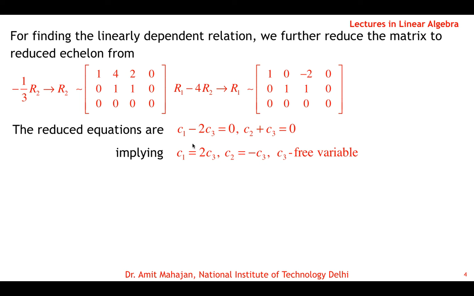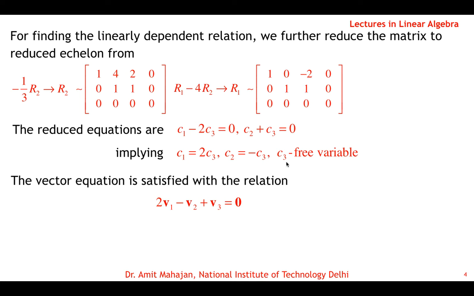Correspondingly you will get C1 and C2, and then you can substitute it in the original equation to find a linearly dependent relation. Here I am using C3 as 1, so that C2 is minus 1 and C1 is 2. So the original equation, C1 V1 plus C2 V2 plus C3 V3 equal to 0, becomes C1 value 2, C2 value minus 1 when C3 is 1. So this becomes the relation between the three variables, which clearly suggests that the vectors are linearly dependent vectors.